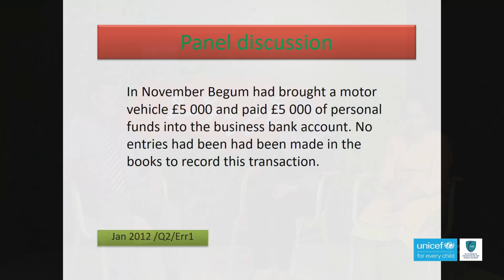This is another common error question. I actually appreciate the student who picked out this doubt. It says in November Begum had brought a motor vehicle worth 5,000 pounds and paid 5,000 pounds of personal funds into the business bank account. No entries had been made in the books to record this transaction.